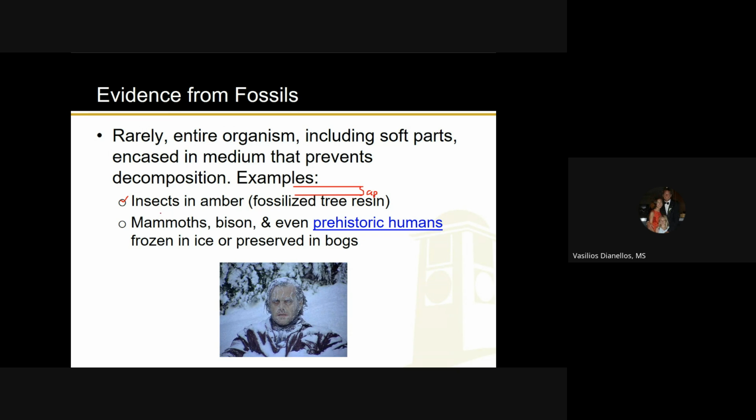Anyway, some other examples are mammoths, bison, and even prehistoric humans that have been frozen in ice or preserved in bogs. And both of these are good independent work topics. So I didn't really get that specific. So maybe just for 1 point, go out there and find me an example, right? So look up a story where somebody found insects in amber, send it to me in an email. You don't even need to write a paper about it. Just say, hey, you said this was a good independent work topic. So I looked it up, and here's one.